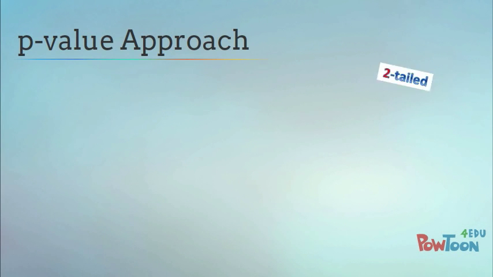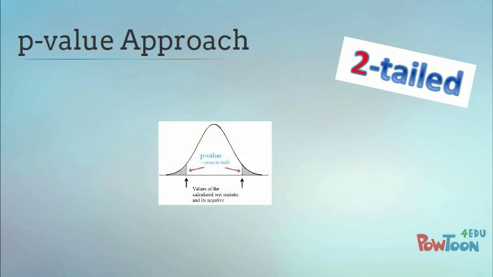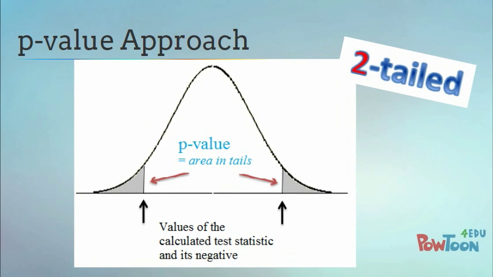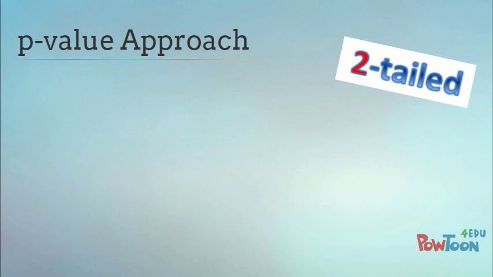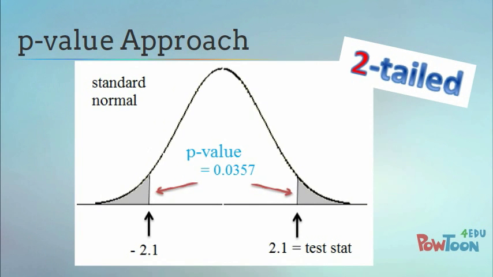Next, to explain the p-value approach. For a two-tailed test, the p-value is the probability that the distribution is outside the test statistic, z or t, and its negative. For example, if the test statistic was z equals 2.1, we would find the probability that a standard normal is outside 2.1 and negative 2.1, which is 0.0357.